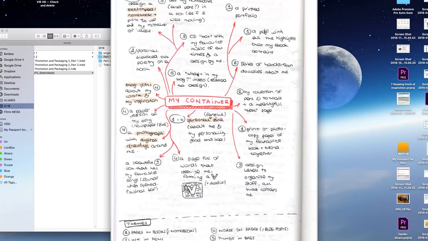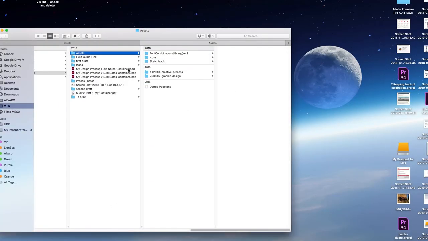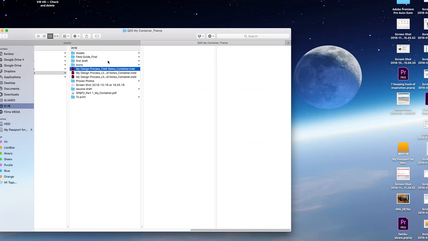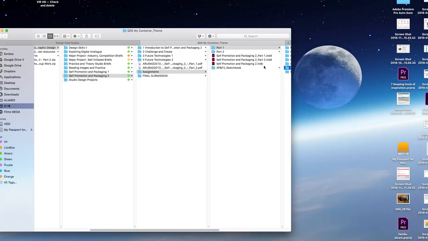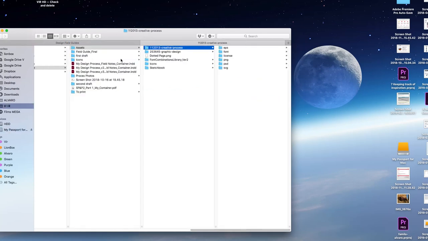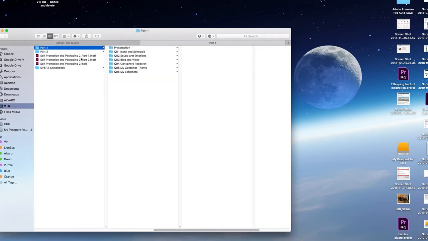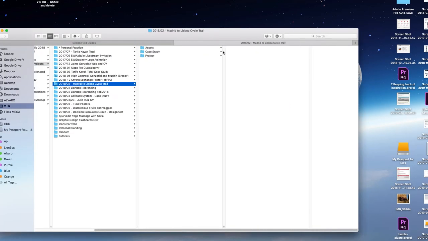Because this is a project that I already started on one of my university modules, I already have some sketches and some ideas and even some digital designs that I created then. So I have gathered all these images and all this information, all these photos, and I have created a folder on my hard drive so that I can start creating the proposal.